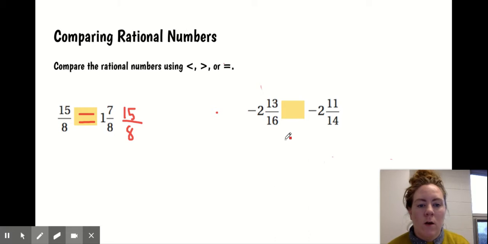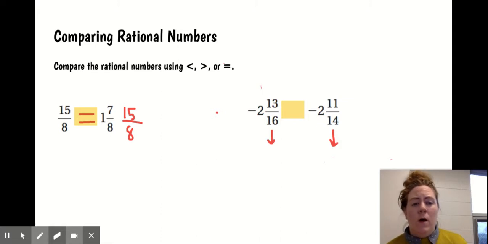Now let's go here. We've got -13/16 and we've got -11/14. They're both negative, so I need either both of these to turn into decimals, or I need to rewrite them as equivalent fractions with a common denominator. So I'm going to go with common denominator. Let's see, 16 times 14 is 224.